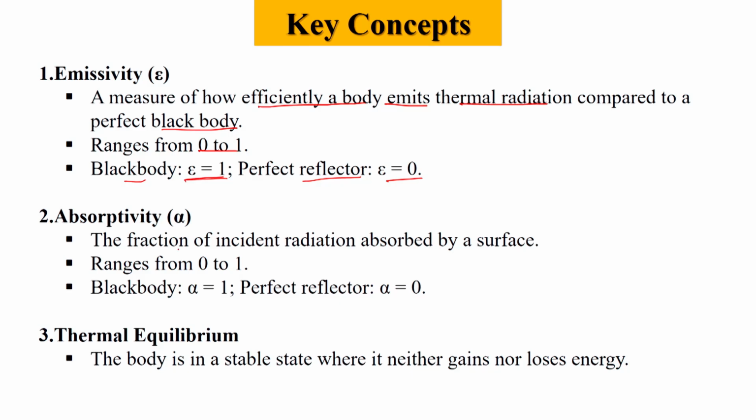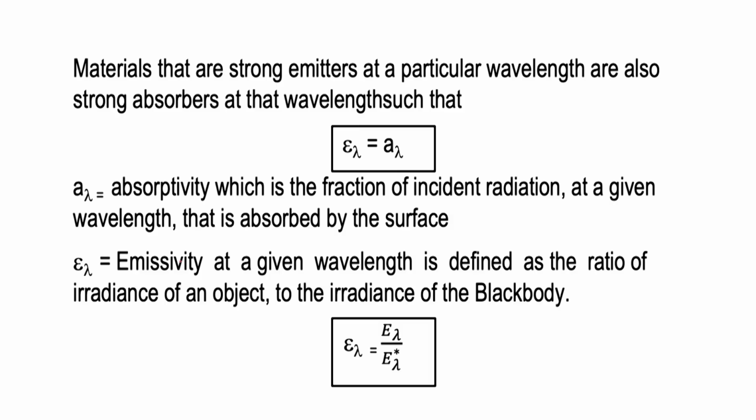Then absorptivity is the fraction of incident radiation absorbed by the surface. Again the value ranges from 0 to 1. For a black body alpha is equal to 1, and for a perfect reflector alpha is 0. Thermal equilibrium is a stable state in which the body neither gains nor loses energy. It has been observed that materials which are strong emitters at a particular wavelength are also strong absorbers at that wavelength.